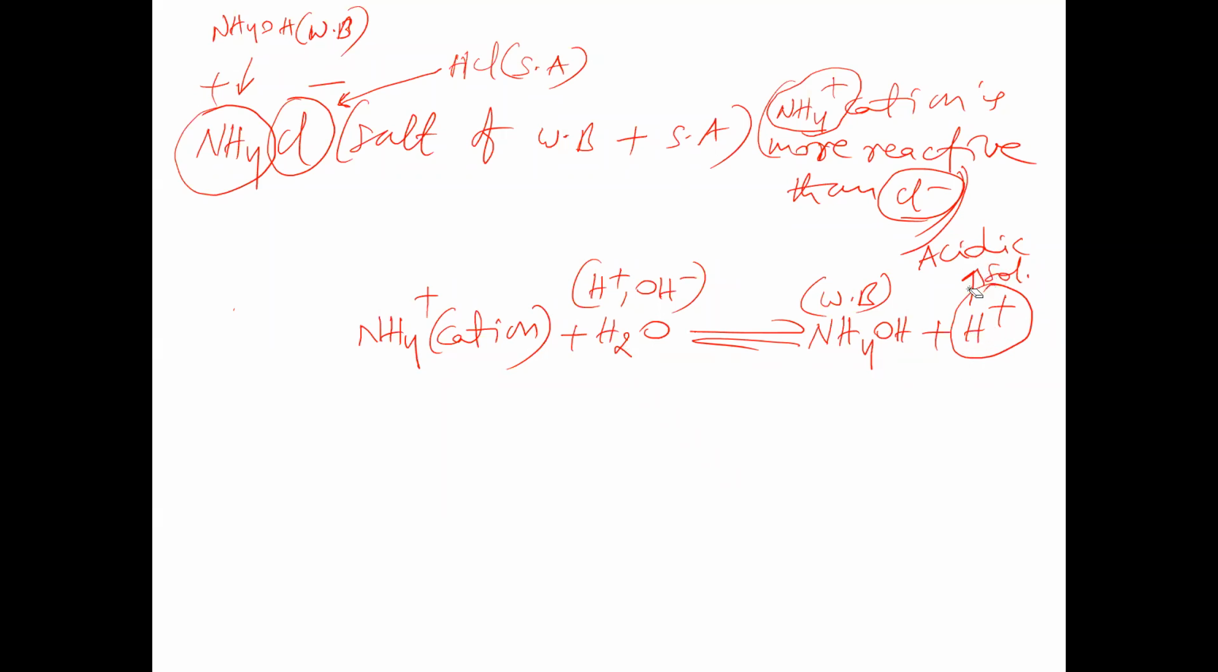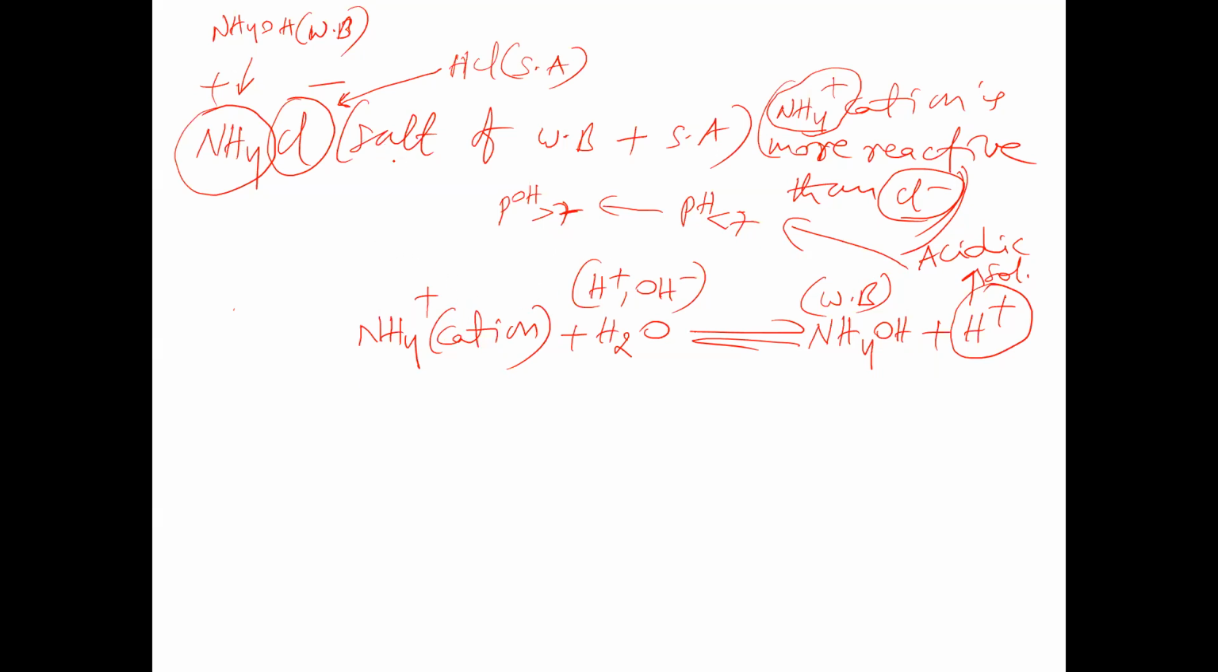Acidic solution means pH will be less than 7. Whenever pH is less than 7, what does it mean? pOH will be greater than 7. Why? pH plus pOH must always be 14. If pH is less than 7 for an acidic solution, then pOH should be greater than 7. So like this, the questions will be there based on this.